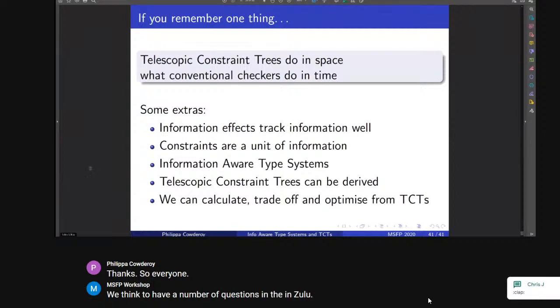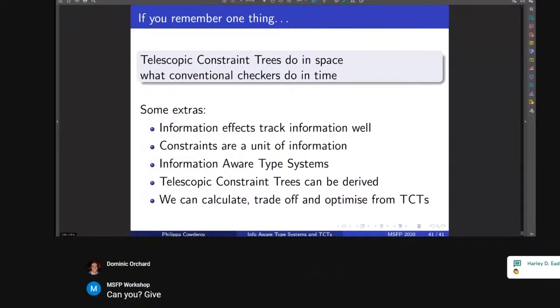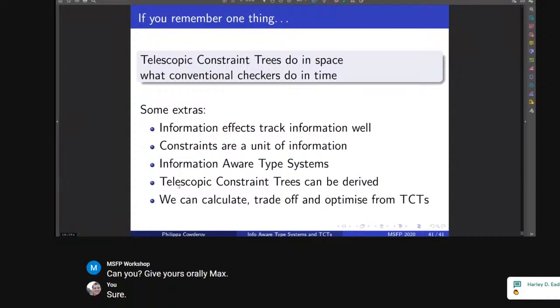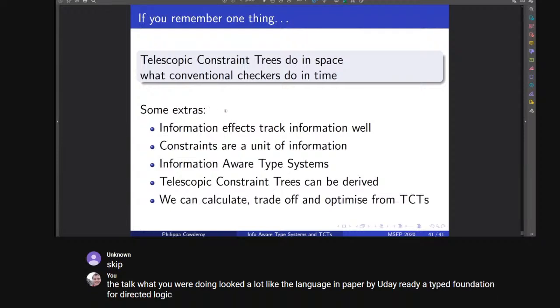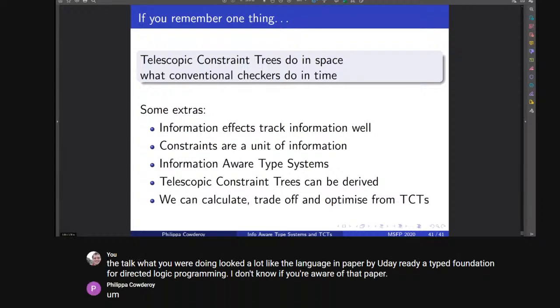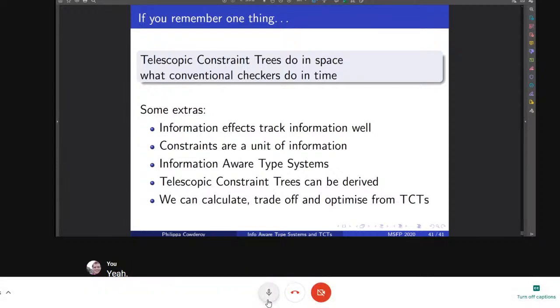I'll start with Max. Can you give yours orally, Max? Sure, yeah. Mine was just the first half of the talk, what you were doing looked a lot like the language in a paper by Uday Reddy, Typed Foundation for Directed Logic Programming. I don't know if you're aware of that paper. It only rings the loosest of bells, so if you give me... I linked it in the Zulip. Okay, cool. I won't have to Google it then. Thank you very much for the reference.